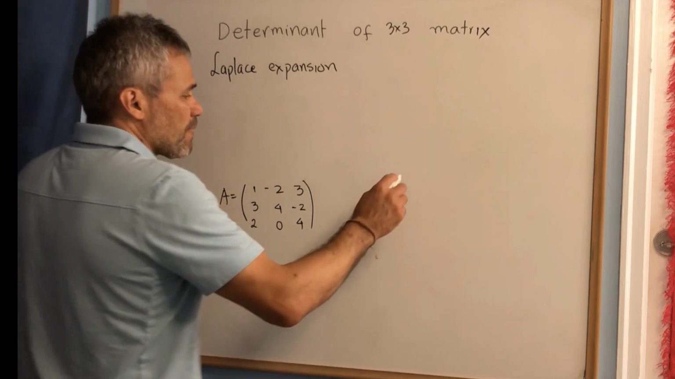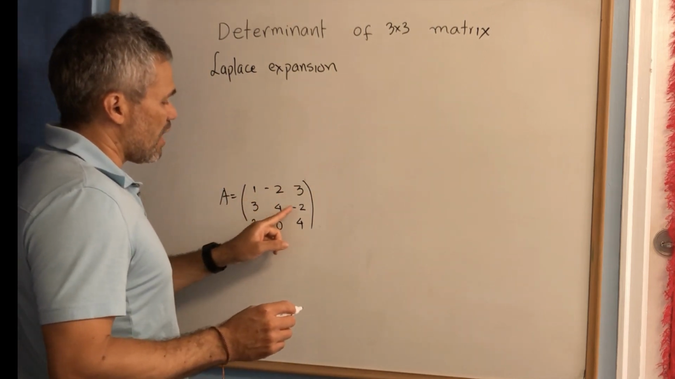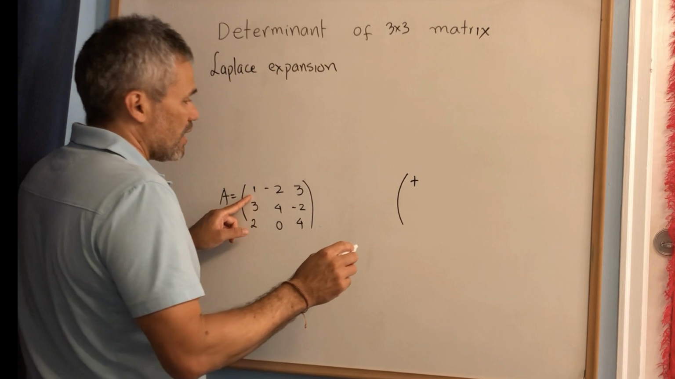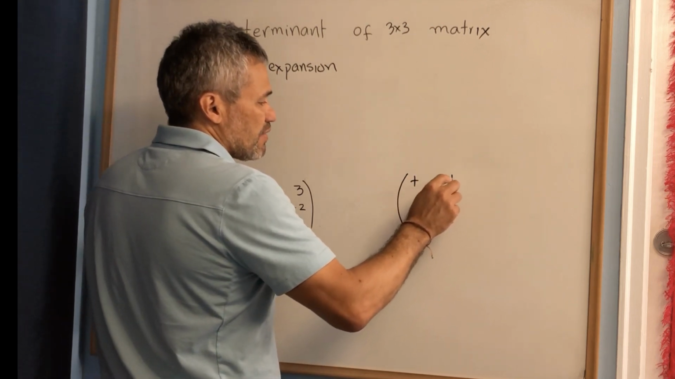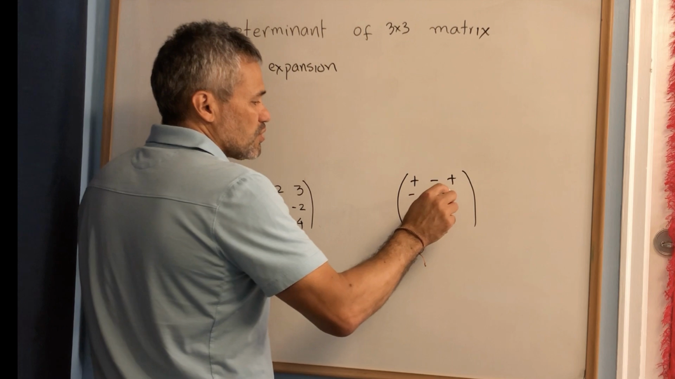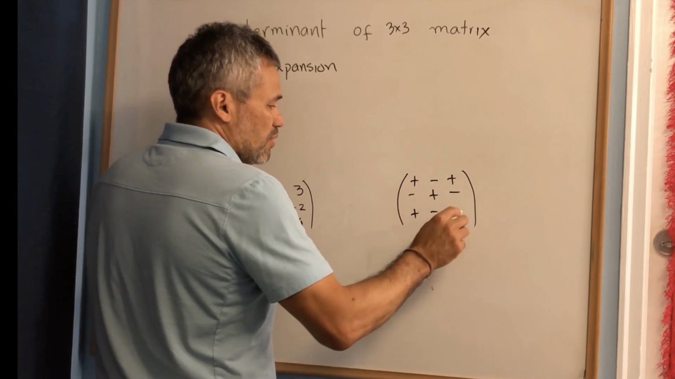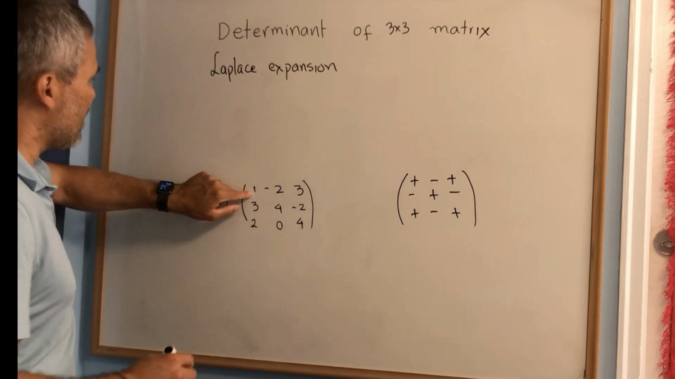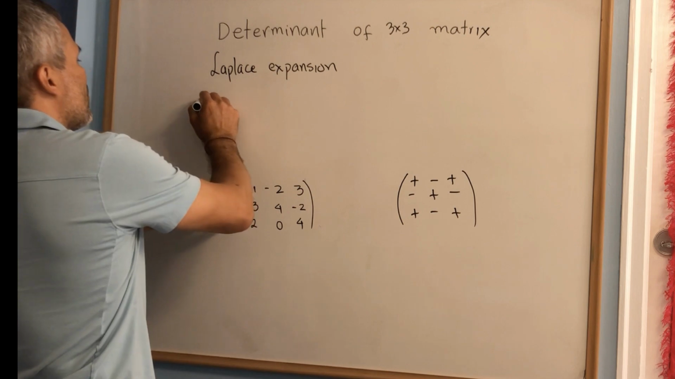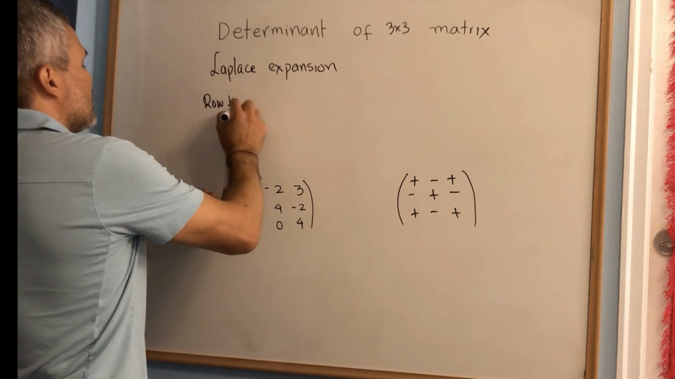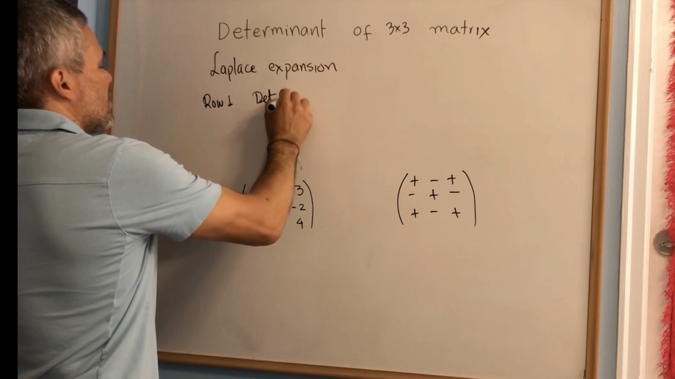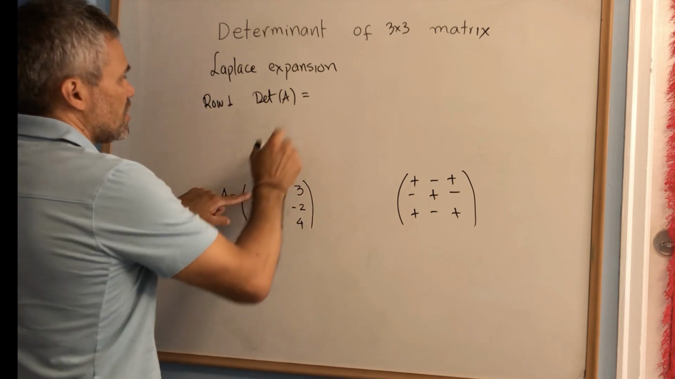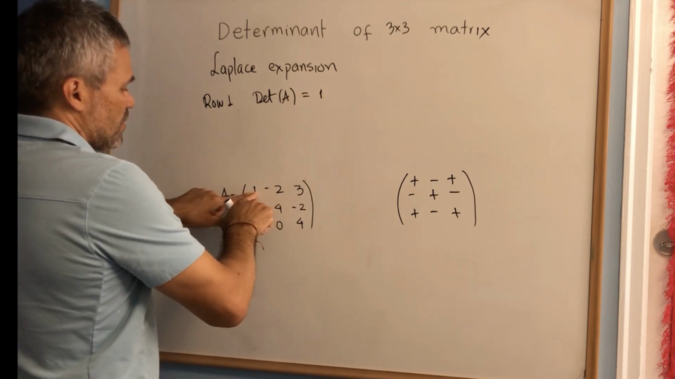Then what we do is that each entry is going to have a sign assigned to it. And in order to decide about that, this one has a positive, the other one a negative, a positive, negative, positive, negative, positive, negative, positive. Then what we do is we multiply the number that is in this. Let's select row 1. Then the determinant of A is going to be equal to positive, right? Because we are selecting this. This one is positive, and then 1, because we have the 1.